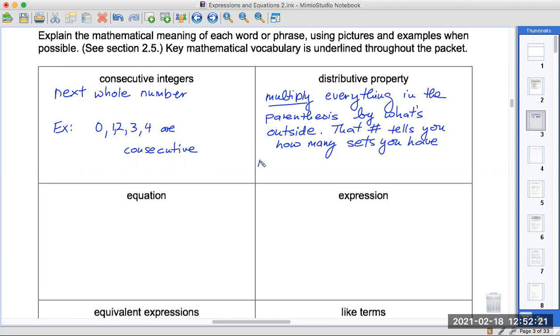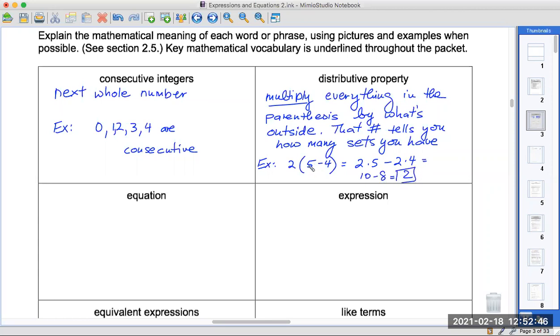So for example, it'll look like this. For example, you have 2 of 5 minus 4. So you have 2 sets of 5 minus 4. So you have 2 times 5 minus 2 times 4, which is 10 minus 8, which is ultimately 2.